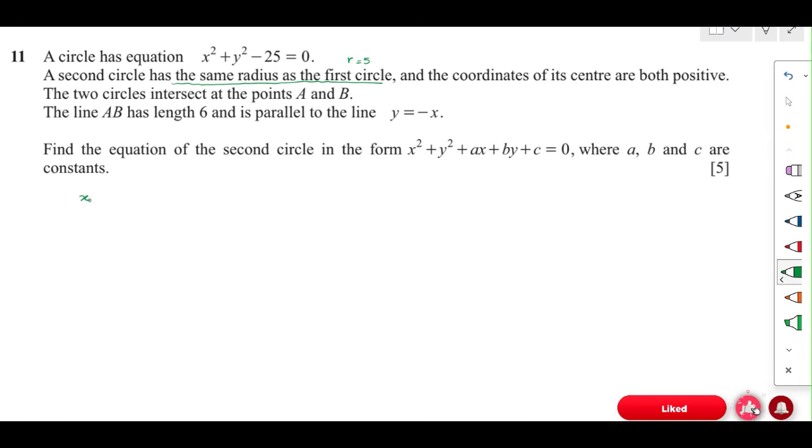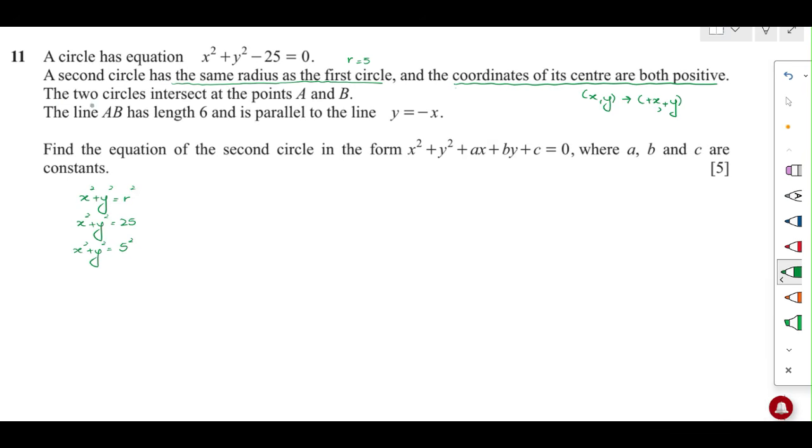Because when you write this down as x squared plus y squared equals radius squared, so this is x squared plus y squared equals 25. So you have x squared plus y squared equals 5 squared. So 5 squared is 25 and this 5 is the radius of both circles, right? And the coordinates of its center are both positive. So the coordinates of the center of the second circle, the xy coordinates, are both positive: x is positive and y is also positive.